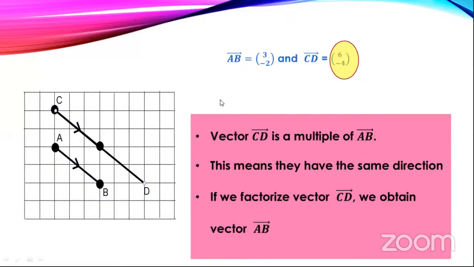However, who remembers factorization in algebra? Can we factor 6, negative 4, so that it looks something like 3, negative 2? I wish iPhone 31 could rename yourself, because I would love to call you by your name. iPhone 31 said CD equals 2AB. So CD is factoring 2. All right, very good.